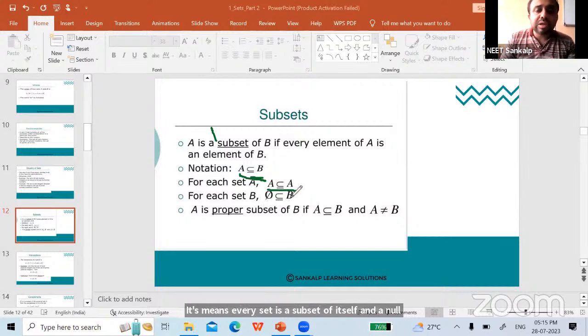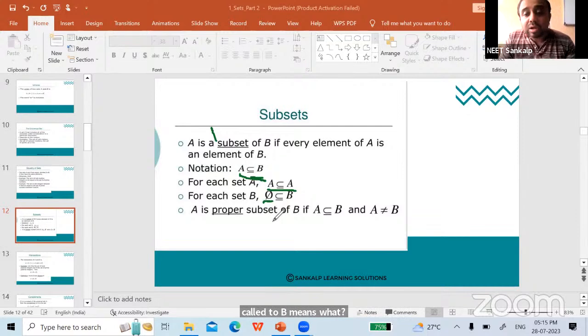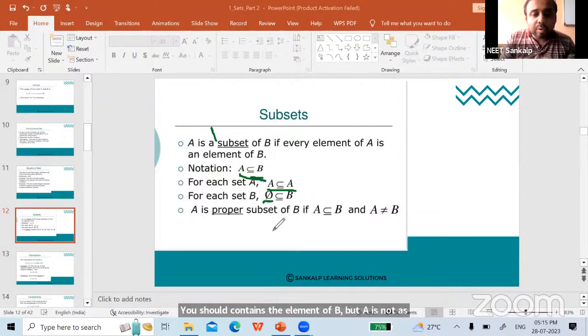Why? Because for every set the null set will be present. A is a proper subset of B if A is a subset of B and A should not be equal to B. That means A contains elements of B, but A is not equal to B. Such a set is called a proper subset.